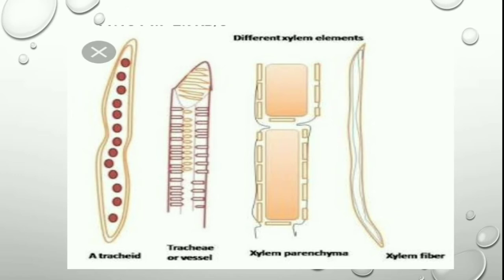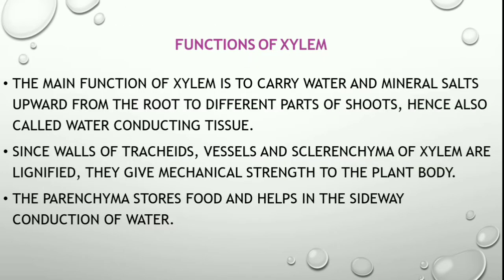The main function of xylem is to carry water and mineral salts upward from the root to different parts of the shoots, and so it is also called water conducting tissue. So the main function of xylem is the transportation of water. It transports water only in one direction, that is, from the roots to the different parts, only in the upward direction.